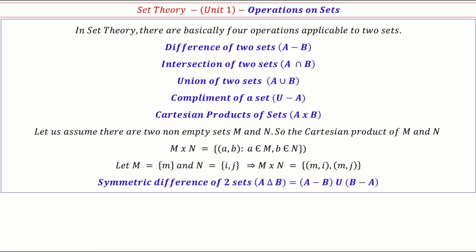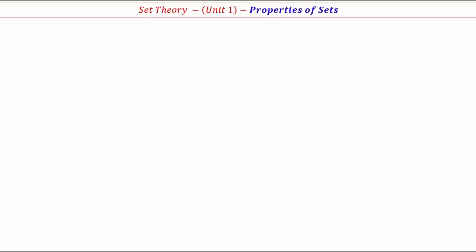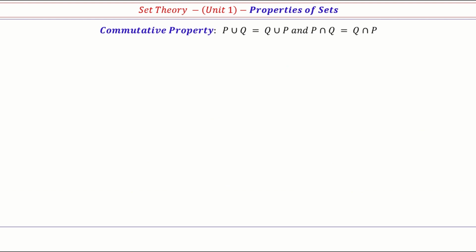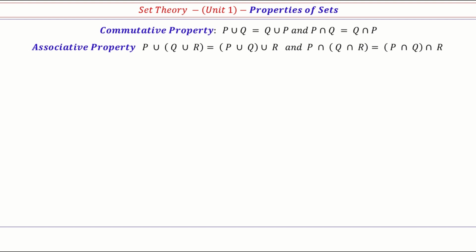Symmetric difference of two sets is denoted as A delta B, which is nothing but A minus B union B minus A. Elements present only in A union elements present only in B. Okay, next, some properties of sets. A commutative property: P union Q is equal to Q union P and P intersection Q equal to Q intersection P. Associative, we know what it is. Then idempotent law and law of null and universal set.